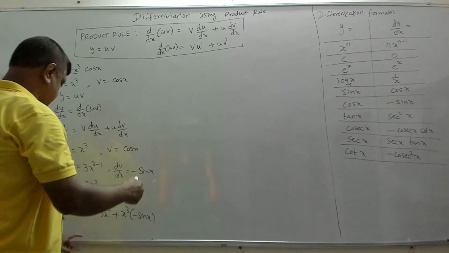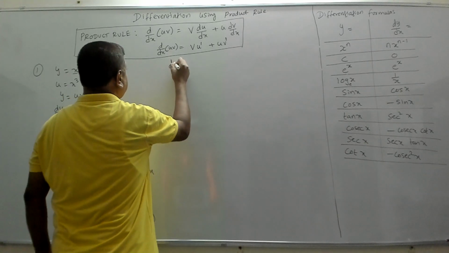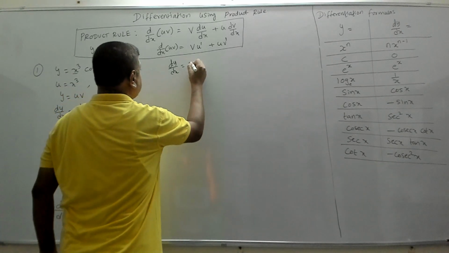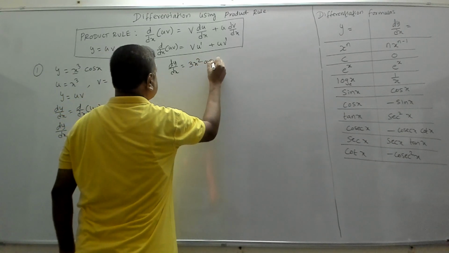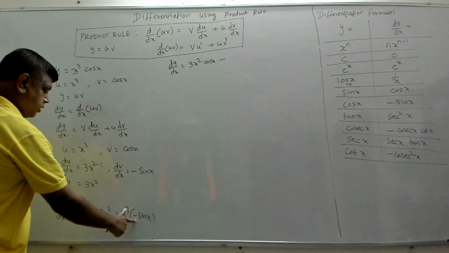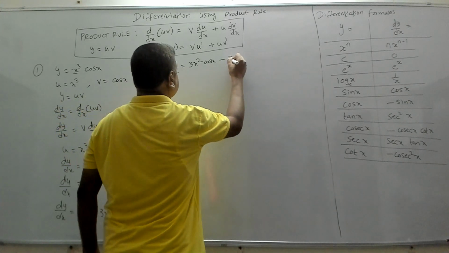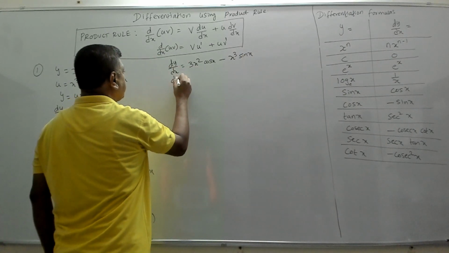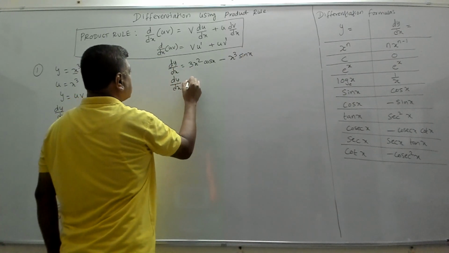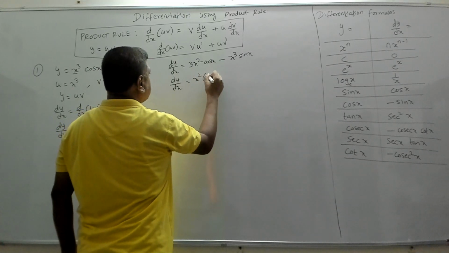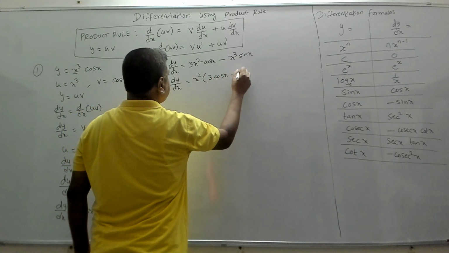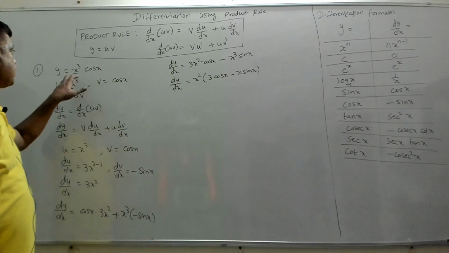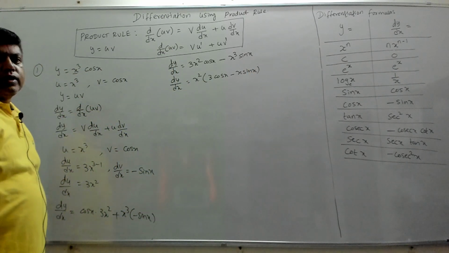Now if we simplify this, our dy/dx becomes 3x square into cos x minus x cube sin x. So this is the answer. Or if you want, we can even take x square common, and then you get x square into 3 cos x minus x sin x. So this is the derivative of the given function x cube cos x.